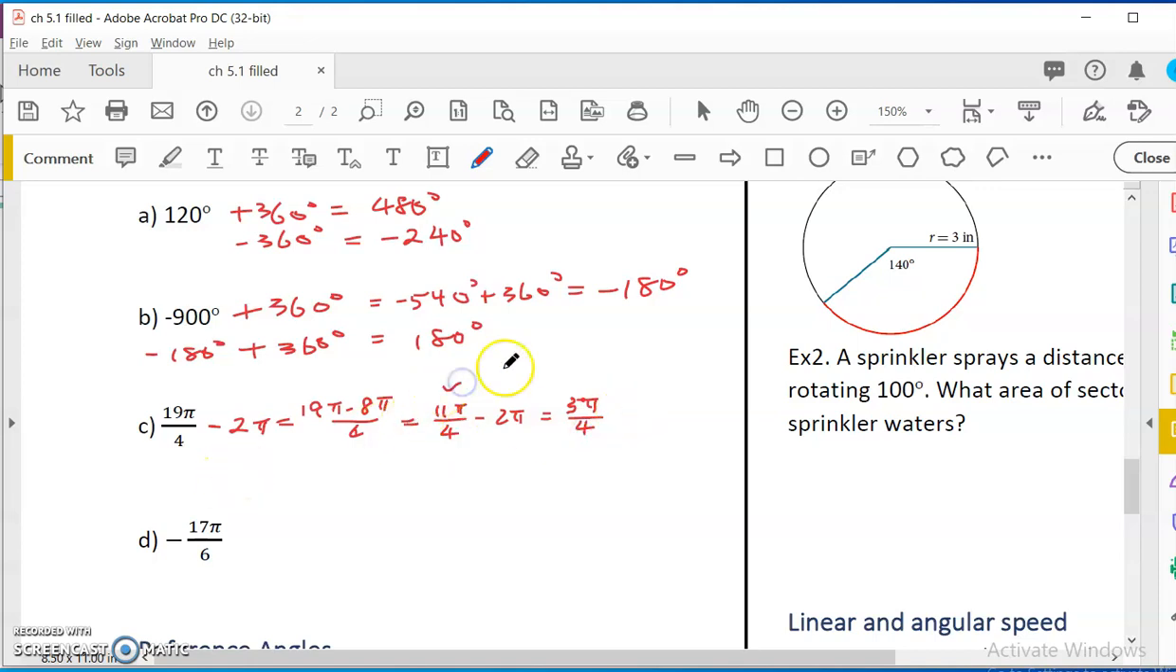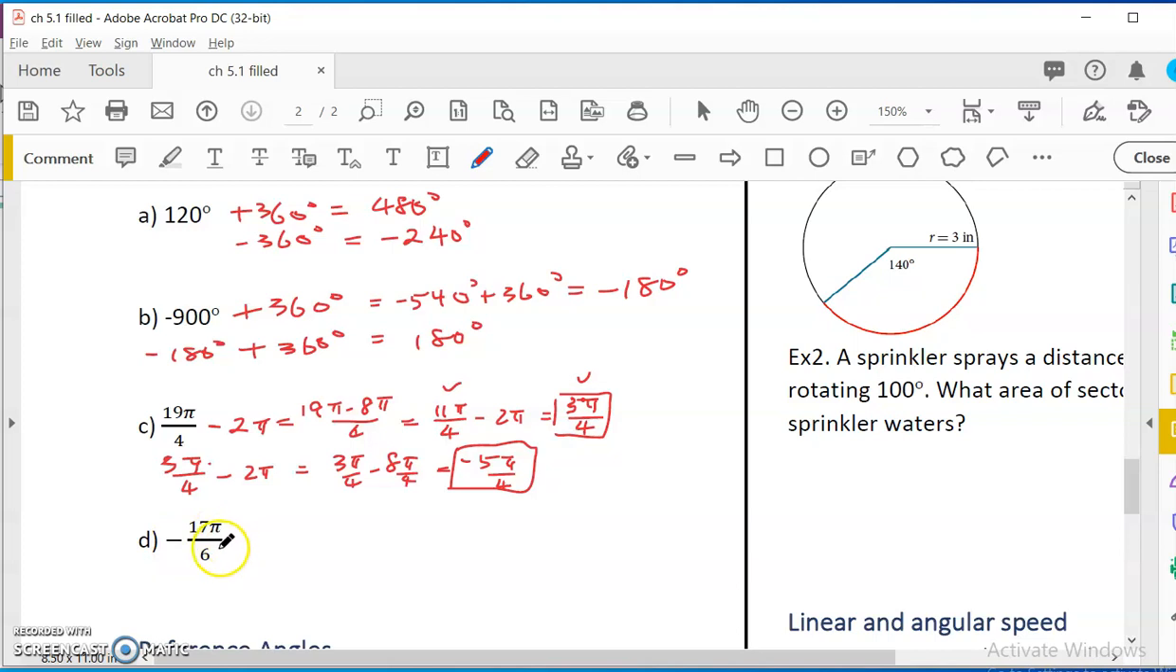I can give the answer for this or this. They're both positive. But if I want to get a negative angle, we start off with 3 pi over 4 and subtract 2 pi. So that would be 3 pi over 4 minus 8 pi over 4, right? Because converting to a common denominator of 4, it will be negative 5 pi over 4. So this is the negative, this is the negative, and this is the positive.